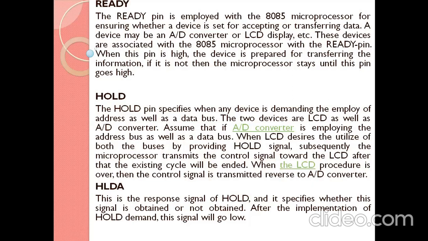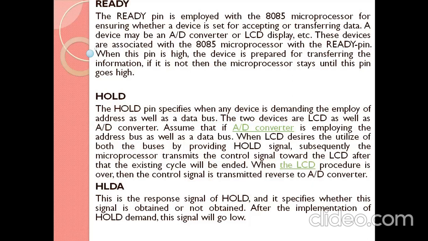In this example, I have taken ADC and LCD. Suppose first the address bus and data bus are free. Now the ADC is requesting to use the address bus and data bus. The microprocessor will check whether the address bus and data bus are free. Now it is free, so it will give the acknowledgement to the ADC. So the ADC can use the address bus and data bus.